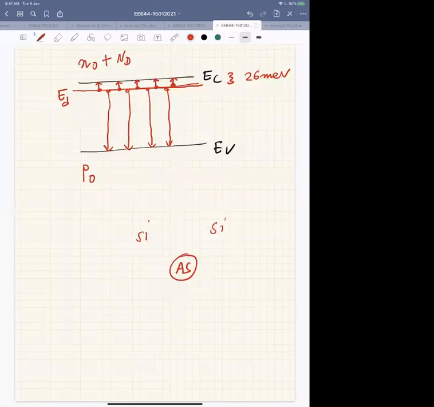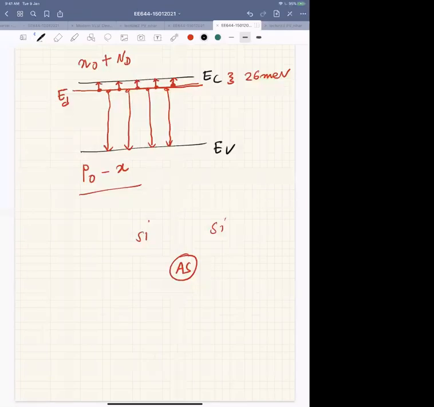Similarly, it's not necessary that all the electrons from the donor level will go to N0, but some of these electrons from the donor level also go to the valence band. The moment they go to the valence band, the number of holes will also reduce. So there will be some X here, some reduction of holes in the valence band also. So here you see, by replacing the silicon by arsenic, we have increased the concentration of electrons in the conduction band. That's why we call it an N-type semiconductor.